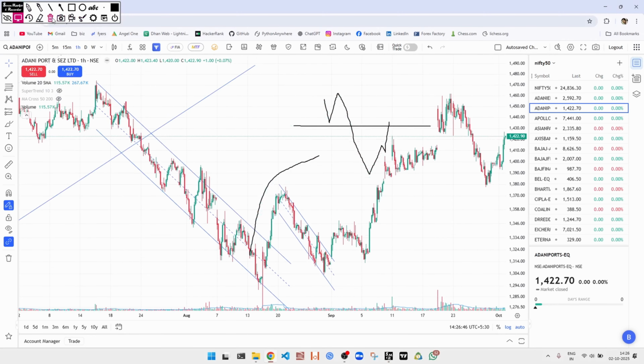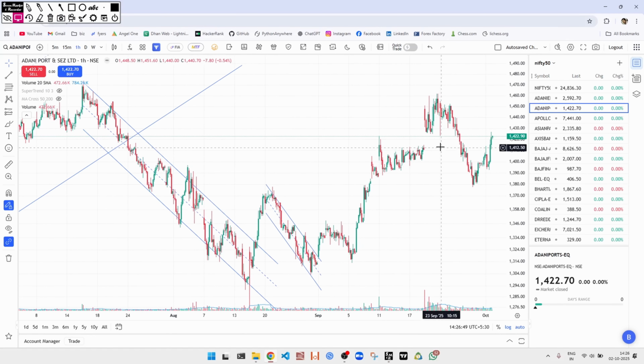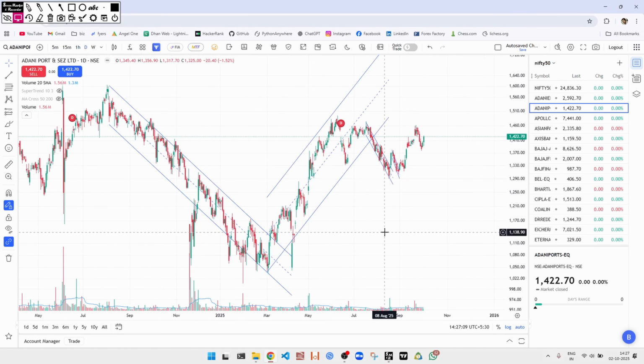Since Adani Enterprise is bullish, I guess it will also move up. So our next target for this will be somewhere around 1460, that is somewhat around a 3% movement. Let's now see its daily time frame. Okay, on the daily time frame we can see that it has been trading here many times.